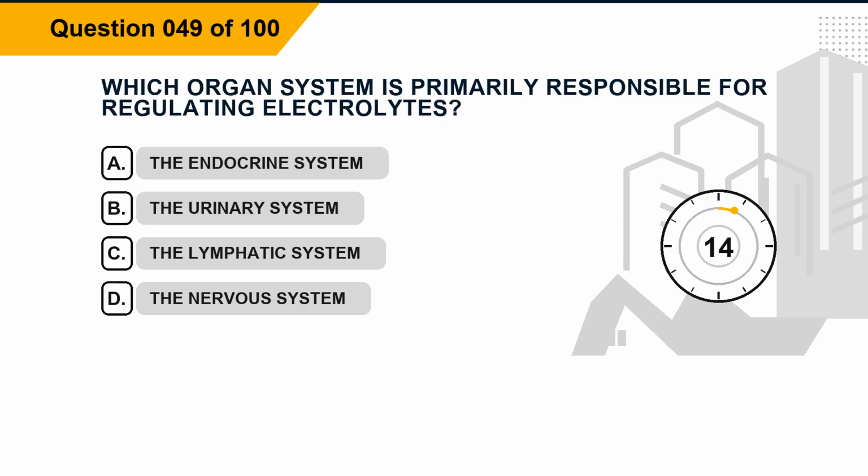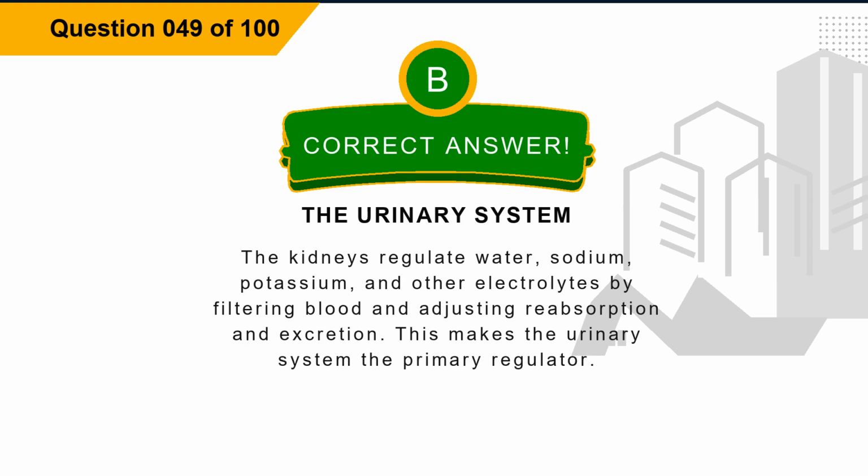Question 49. Which organ system is primarily responsible for regulating electrolytes? Option A, the endocrine system. Option B, the urinary system. Option C, the lymphatic system. Option D, the nervous system. The correct answer is option B, the urinary system. Explanation. The kidneys regulate water, sodium, potassium, and other electrolytes by filtering blood and adjusting reabsorption and excretion. This makes the urinary system the primary regulator.